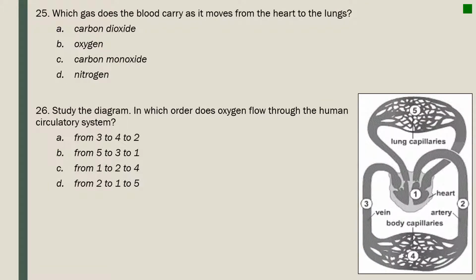25. Which gas does the blood carry as it moves from the heart to the lungs? A. Carbon dioxide, B. Oxygen, C. Carbon monoxide, D. Nitrogen.